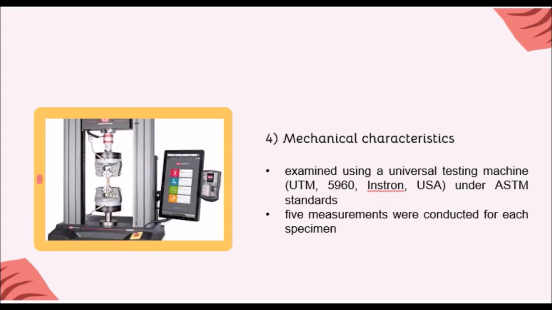So the last one is the mechanical characteristic, which is examined by using a universal testing machine, the UTM, which can be seen in this picture, under ASTM standards. Five measurements were conducted for each specimen.